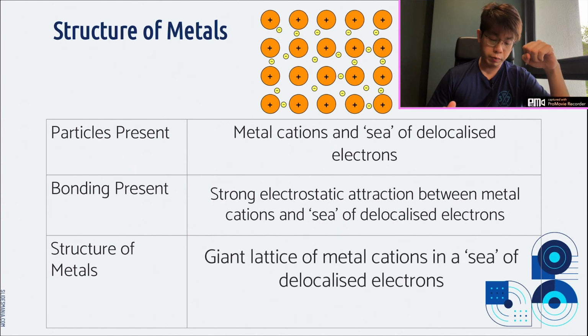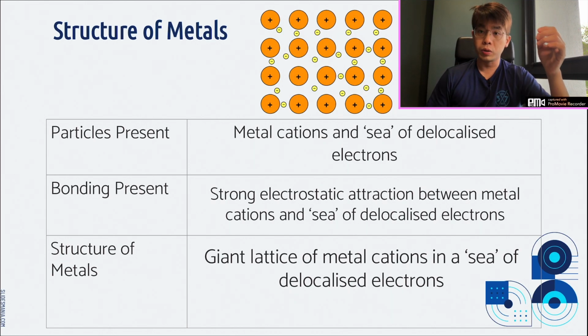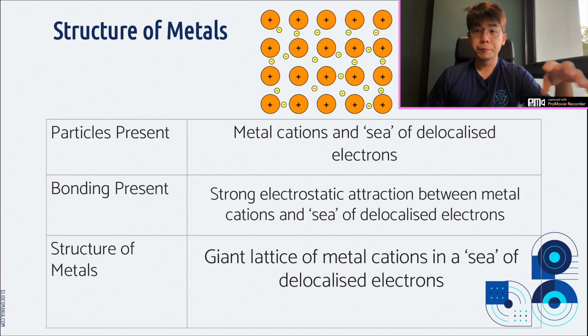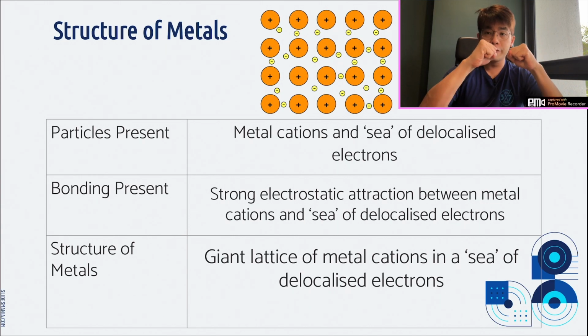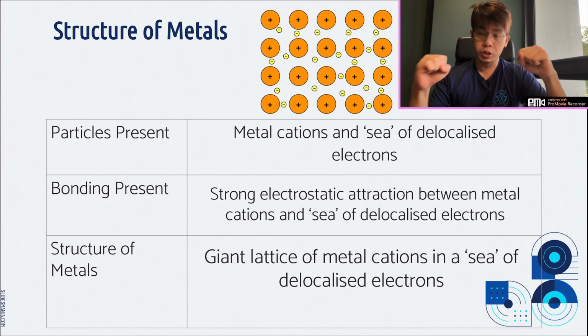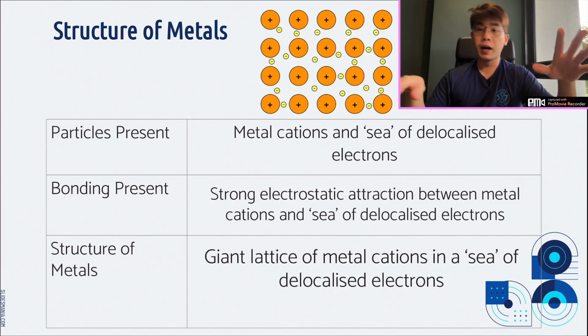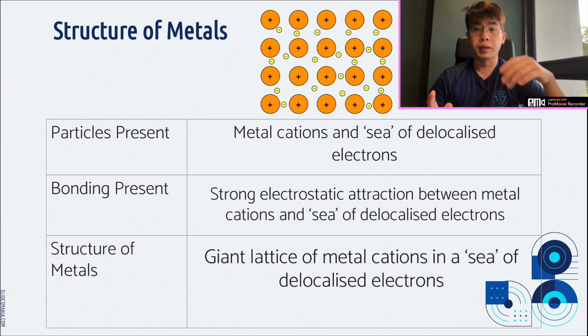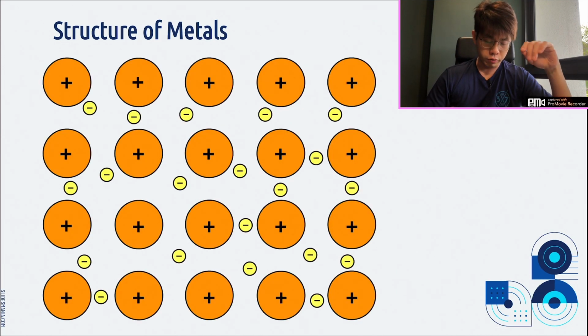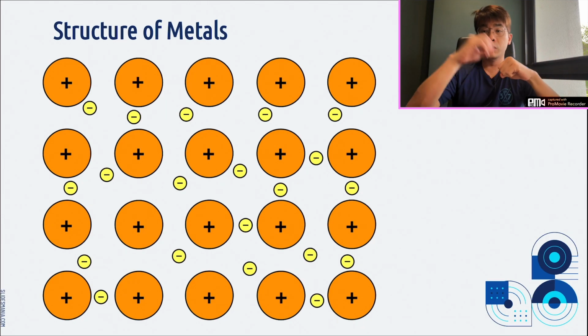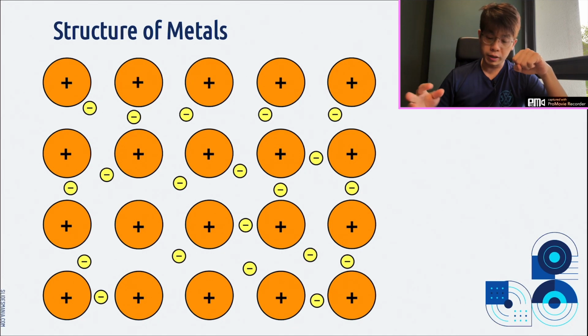So how do we describe the structure of metals? We describe the structure of metals as a giant lattice of metal cations in a sea of delocalized electrons. What does that mean? The metal cations are fixed in position, like a network of the metal cations. And the sea of delocalized electrons is where the electrons can fly around anywhere in between all the metal cations. If you zoom in, it looks something like this. You've got metal cations, and the delocalized electrons can fly anywhere they want.